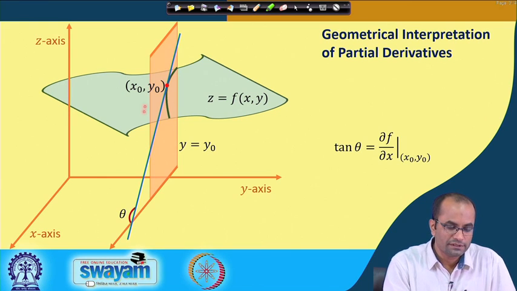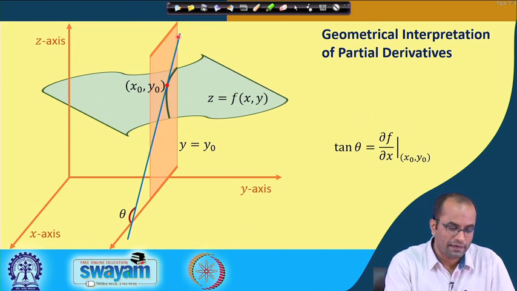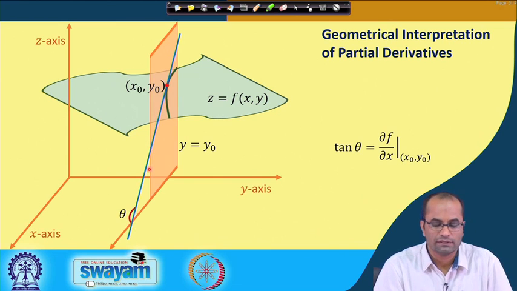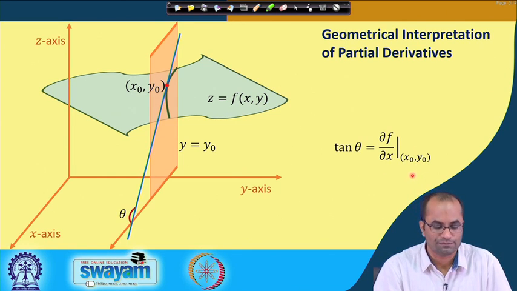The only difference is that because we have fixed y, so y is equal to y naught, if we cut this surface by this plane, then we will get a curve, and then we are again back to the one dimension case, and the geometrical interpretation is the same: the tangent of this theta is equal to the partial derivative of f with respect to x at this point x naught, y naught.